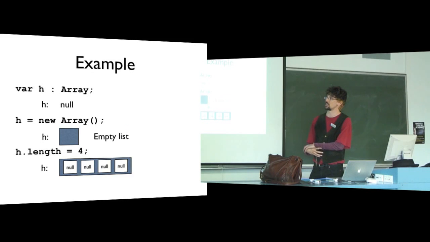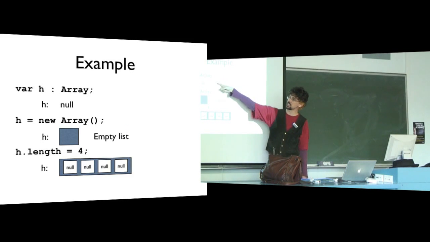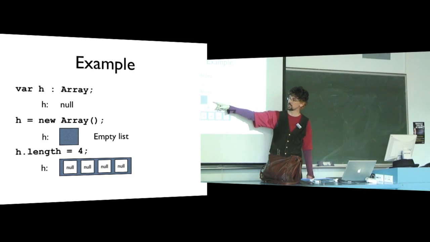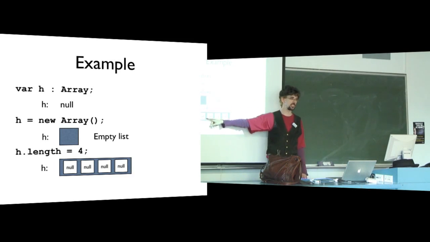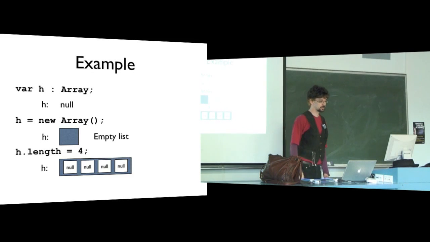So we start off just declaring it, and so it's initially null. We use the new operation in order to actually create the list, but there's nothing in it. Then we set its length to 4, and so it creates 4 entries in there, and those 4 entries are going to be null.